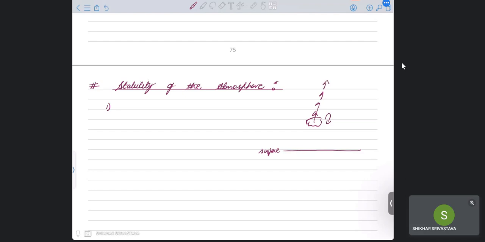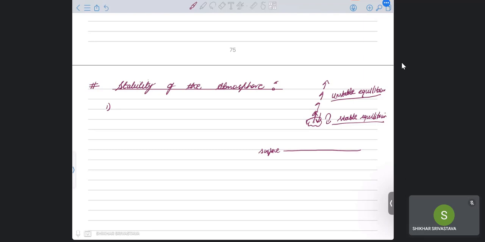Then will the air parcel come back down to its original position, or will it keep going in the upward direction? If it keeps going upward, it means it is in unstable equilibrium, because you just give a slight force and it keeps moving upward. In that case, the parcel is in unstable equilibrium. And if it comes down, it is called stable, because you push it upward and it again comes back down. So it is stable equilibrium. Basically, we are trying to understand this kind of stable and unstable equilibrium of an air parcel in the atmosphere, and that is called studying the stability of the atmosphere.